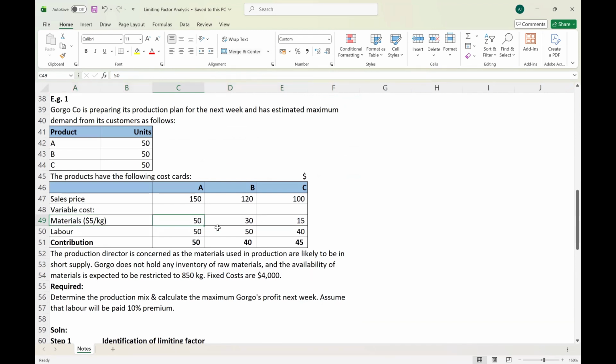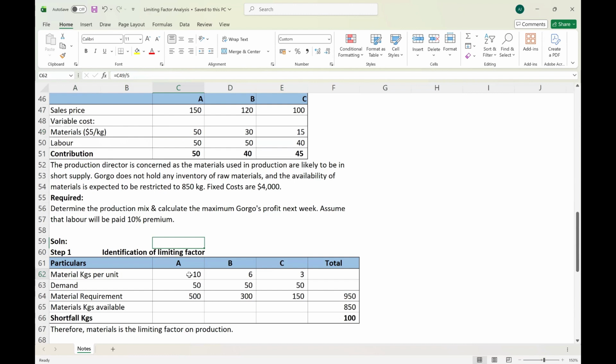So here the cost is what? $50. So 50 divided by 5, that is 10 kgs of material is what A is consuming. Similarly, B is consuming how much? 30 by 5, that is 6 kgs of material. And C is consuming how much? 15 by 5, that is 3 kgs of raw material. This is the consumption per unit of each product. Then what is the demand? 50, 50, 50 for each of the products.